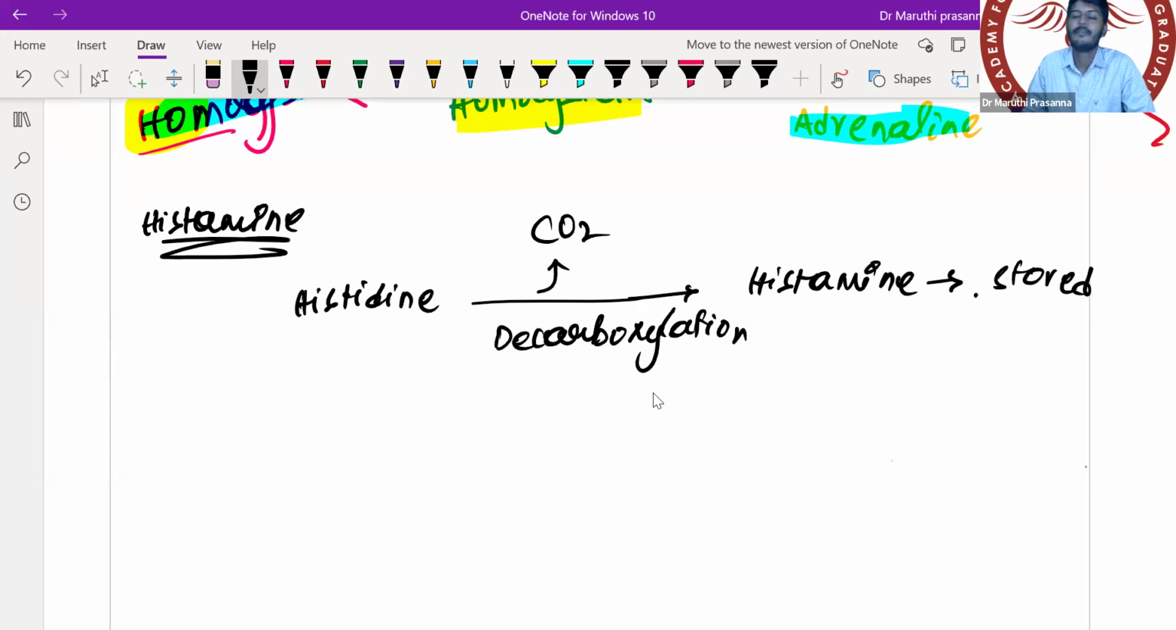Now histamine will be freely present or it will be stored. It will be stored, and whenever our body requires histamine, it will release. In the brain also it is present. It is present in the stomach. It is also present in the mast cells. So histamine is produced, majorly stored, in the mast cell.